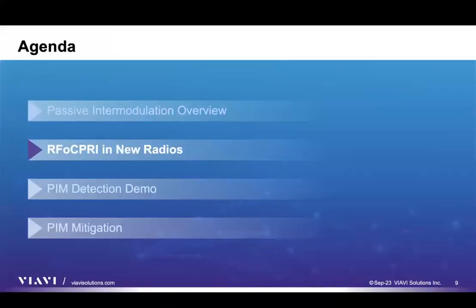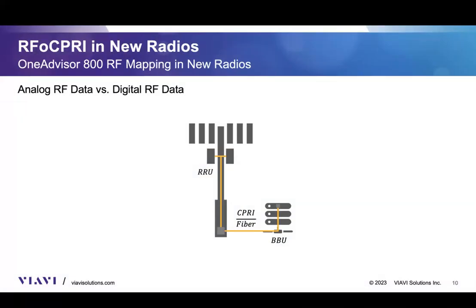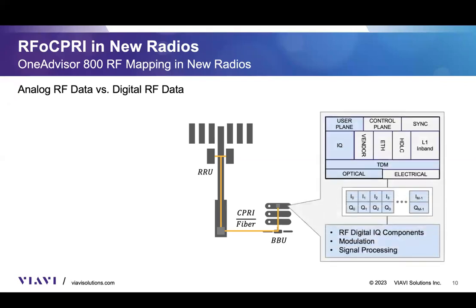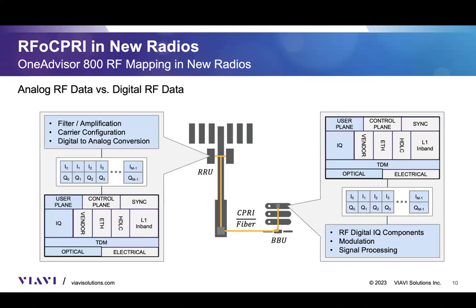Now, RF over CPRI new radios. As I mentioned before, typically we have a BBU connected by CPRI over fiber to the remote radio head. And just as in the process that I described before, the BBU does all the signal processing and modulation, creates the digital IQ components, puts them in a sequence, and that sequence is put on the packet that is being transmitted out.